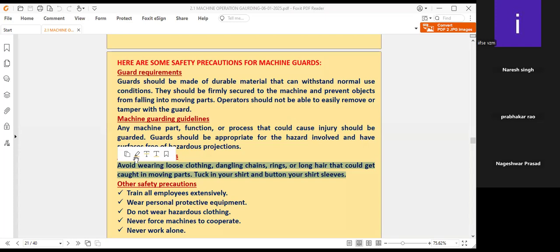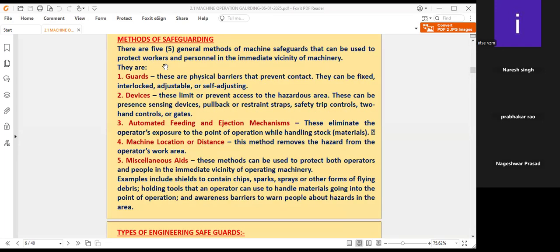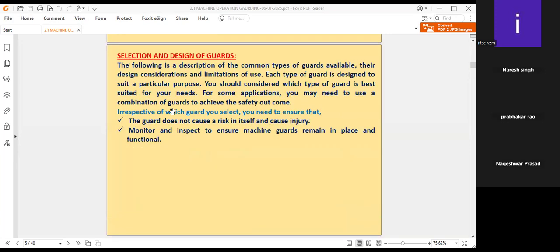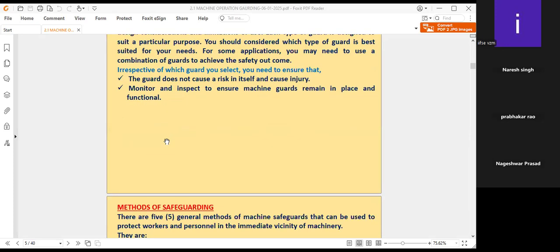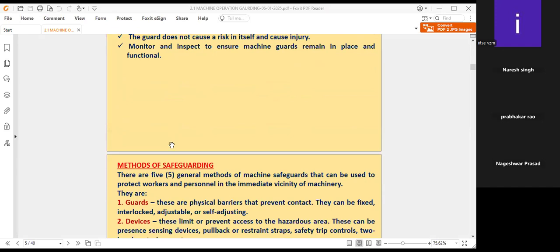So, after the discussion of the various methods of selection and design of the safeguards, these two are very important. One is that the guards themselves can be taken care of, whatever material they handle, and the monitor and inspector ensure the machine guard remains in place and functional. It should be useful, not corroded, and not having a bad bolt. Such guards should not be used. The methods of safeguarding are also important.